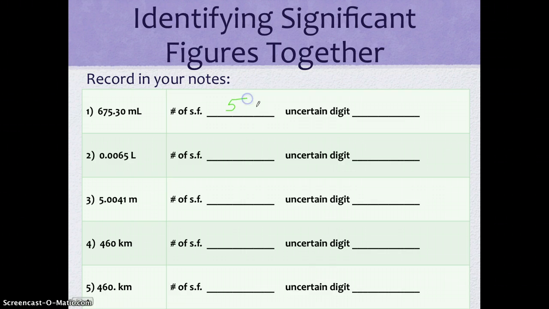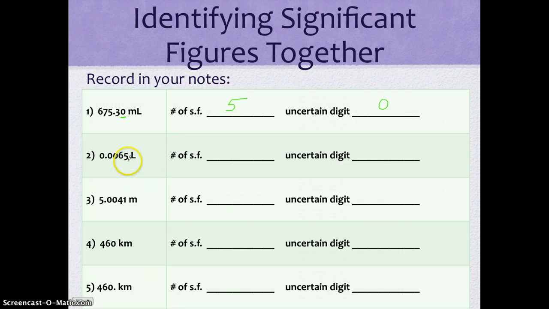Now, which one is the uncertain digit? The uncertain digit is the last significant figure. And what that means, in this case it's a 0, is that this might have been a 9, it might be a 1. If it were a 9, obviously this would have to be a 0.29, or if it was a 1, it would be a 0.31. It could also be a little bit more off than that.